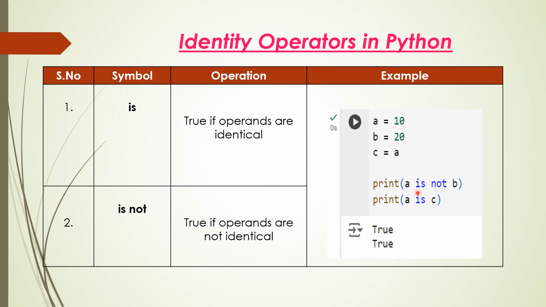So if I am trying A is not B, yes, true. If A is not C, then that becomes false. If I put C here instead of B, then that becomes false. Okay, and even if I put B here, then that becomes false because A is equal to B. And if I want to check the value.